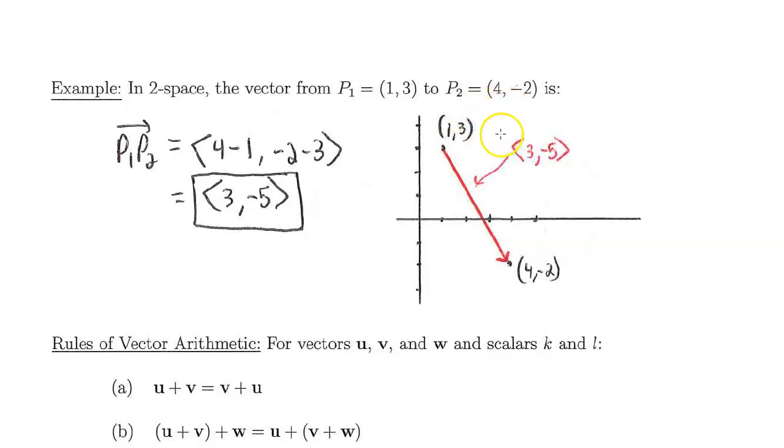Well, notice we could have gotten that. How did we get the 3? Well, we just do 4 minus 1 to give us the 3, and -2 minus 3 to give us the -5. Now, what would be the vector in the exact opposite direction, from (4, -2) to (1, 3)? Well, then we'd have to subtract them the opposite way. So instead of doing 4 minus 1, we'd do 1 minus 4, and we would get -3 in the first component. And instead of doing -2 minus 3, we'd do 3 minus -2, which would give us +5 in the second component. So the vector that goes from (4, -2) to (1, 3) would be (-3, 5). Right? It's just the negative of the original vector.